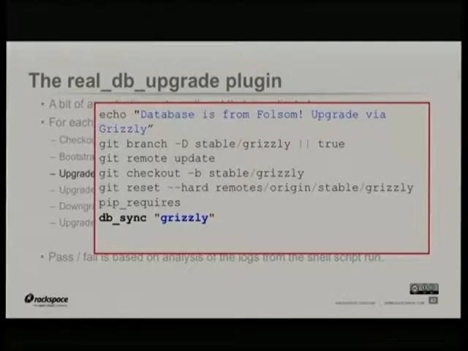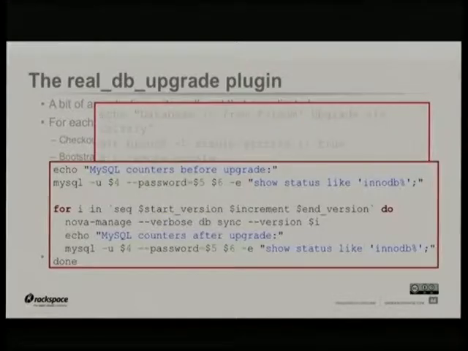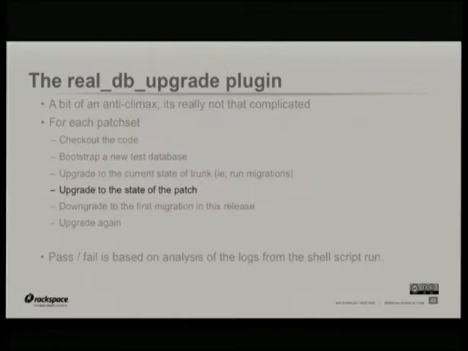And so dbsync's where the magic kind of happens, which looks like this. And the important part is we're finally to where we're calling the Nova manage, the part that we wanted to test. We are doing this in a loop because we want to call it one version number at a time, simply so we can do some statistics in between. So we run this and we time it, and then we also dump out, which you can see a couple of lines below, the InnoDB statistics. So for every migration, we're now getting the InnoDB statistics.